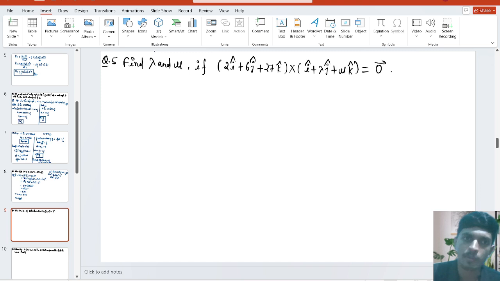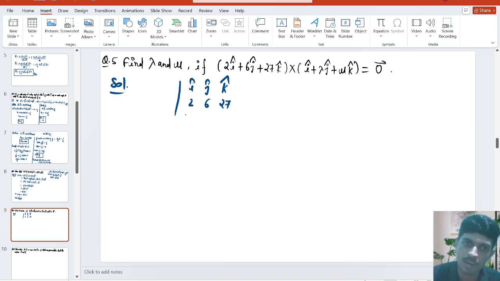And question number 5 is: find lambda and mu. This is 2 i cap plus 6 j cap plus 27 k cap, cross of i cap plus lambda j cap plus mu k cap, equal to vector 0. So the solution is: just take the determinant format here. This is i cap, j cap and k cap, and the components of the first vector: first write 2, 6 and 27, and components of the second vector: 1, lambda and mu.